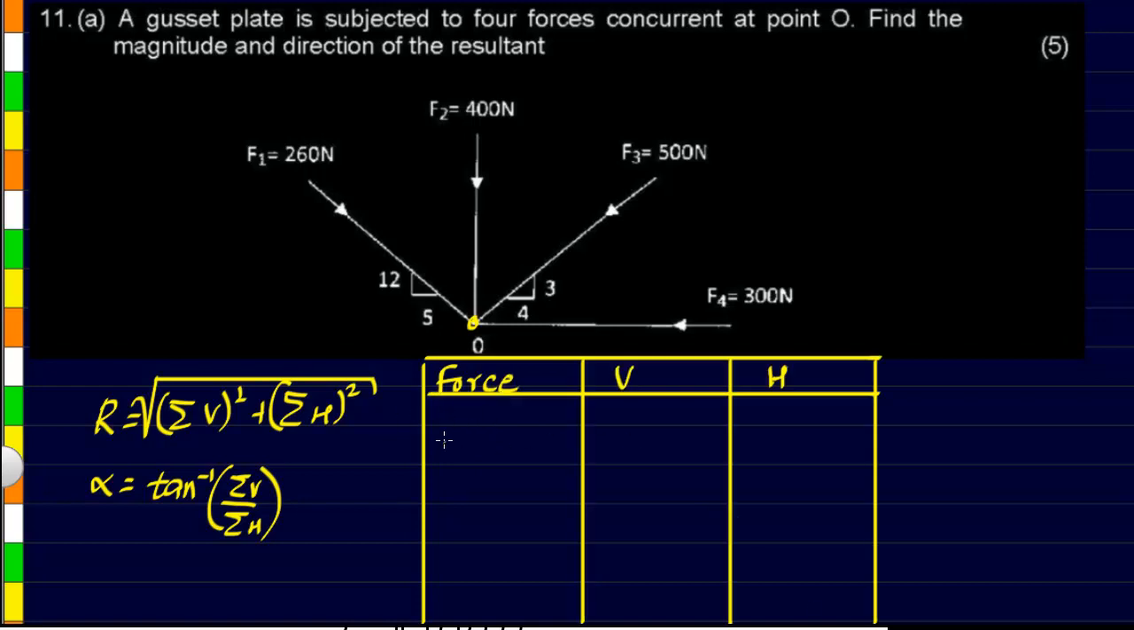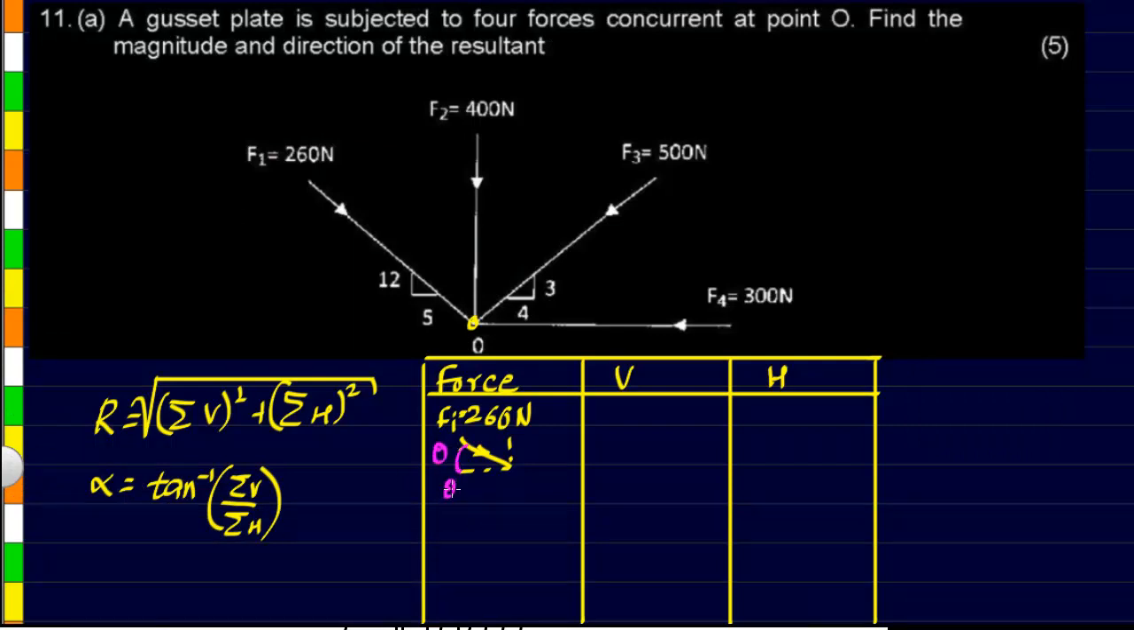So let's take all the forces one by one and find out their vertical and horizontal components. First let us take force F1, and that is 260 newtons, and the diagram for this is somewhat like this. Okay, and we'll have to find out the angle. Fine. So let us find out this angle over here, this angle theta.